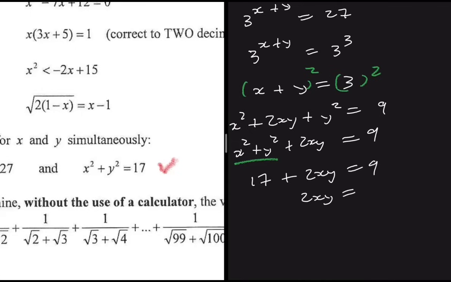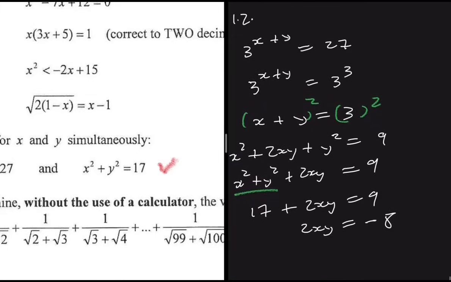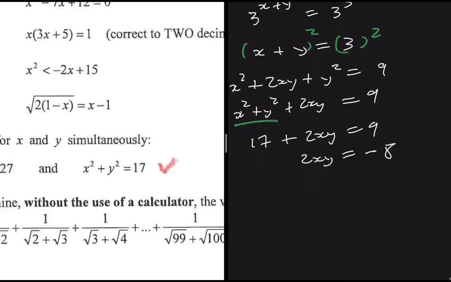2xy should be equal to 9 minus 17. So that should be minus 8. Right. So that is what we have there. So 2xy is equal to minus 8, right? But we know that x plus y is supposed to be equal to 3. So if we make y the subject of the formula, we can say that y is equal to 3 minus x, right? So let's substitute this back into this equation.